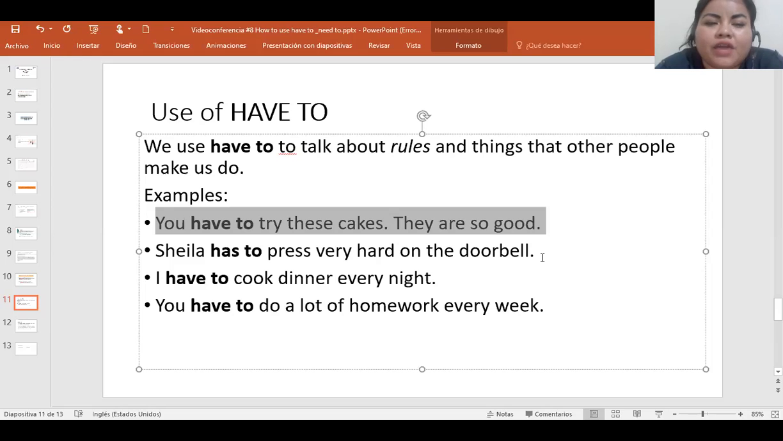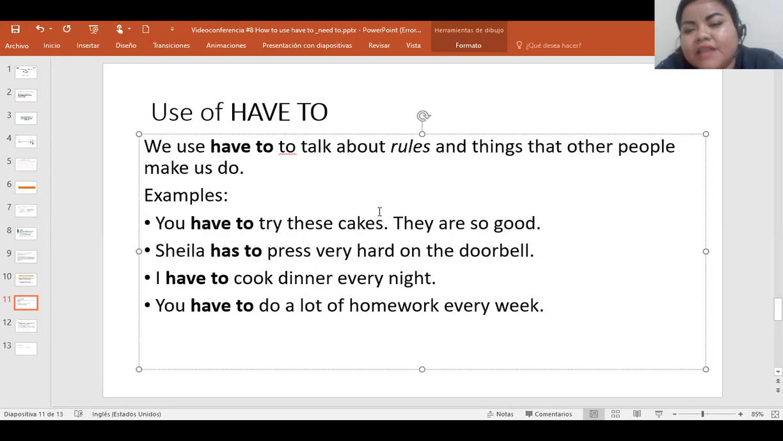Very good. Now, in each of these sentences, you see that other people make you do this, right? Otras personas lo están haciendo a usted o a otra persona que realice esa actividad, right? You have to try these cakes. They are so good. You have to try these chips. They are so good. Right? Yo les estoy diciendo, probarlas. Right? Son buenas. You have to try them. Right? Sheila has to press very hard on the doorbell. ¿Por qué? Porque no funciona. Alguien más no lo puso bien.